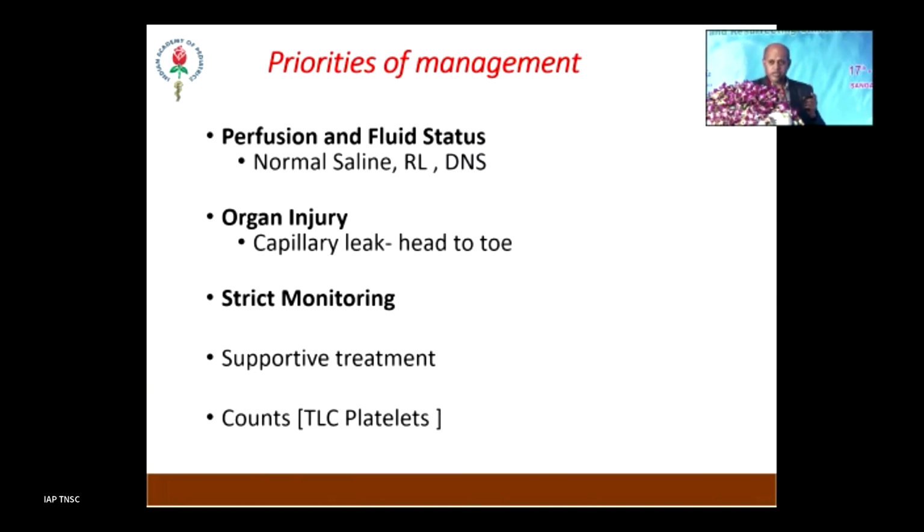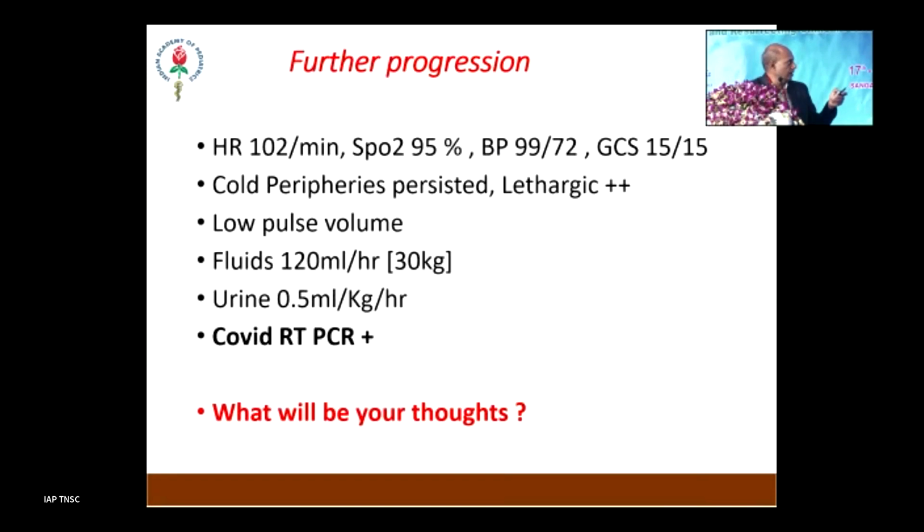And we need to restore the organ functions. That's the most important. Capillary leak is likely to cause multi-organ dysfunction. Strict monitoring, supportive care, and we need to look at the platelet count and hematocrit. This child, in spite of starting crystalloids with almost 30 ml per kg, still has tachycardia, saturation is maintained, look at the blood pressure, and the volume of the pulse is still low. Urine output has not really improved, it is 0.5 ml. Meanwhile, we had another challenge.